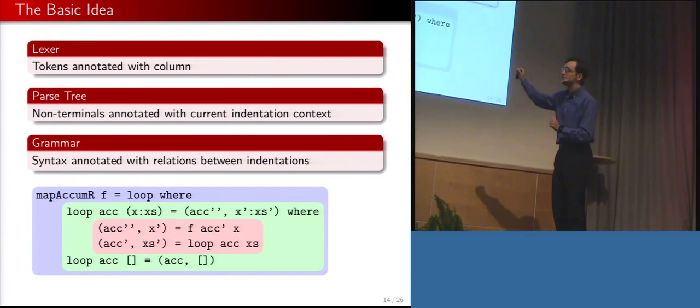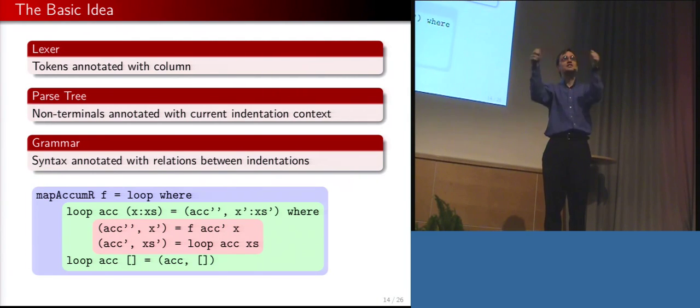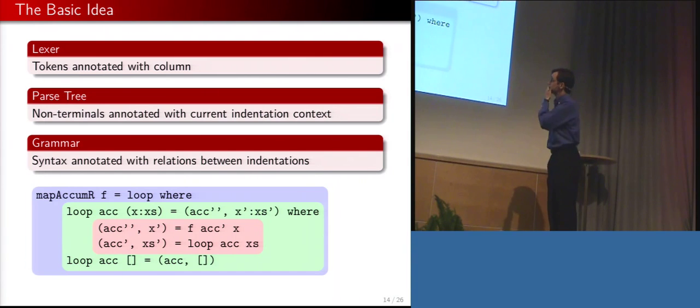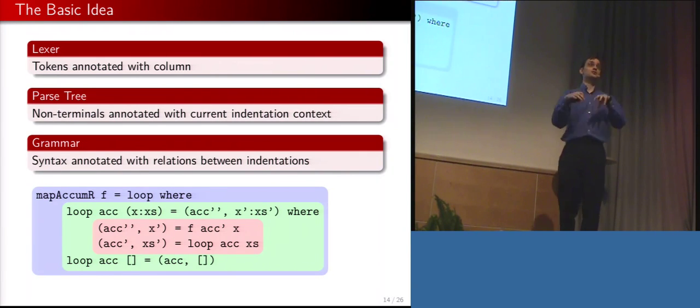For example, the recursive call to loop, the first token in that is the loop token, and that occurs at column 20 or something. But it's within the red region, so the indentation of that expression, I give the indentation of that region, which is 11. Then what we're going to do is annotate our grammar and say what are the valid ways that we could annotate indentations to our parse tree.